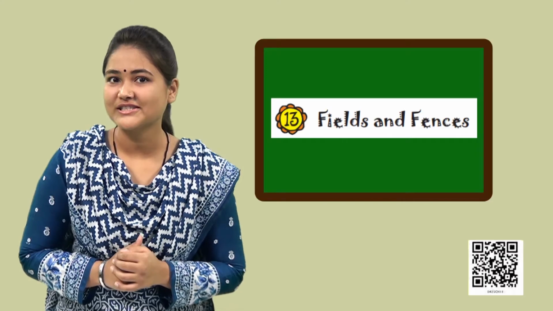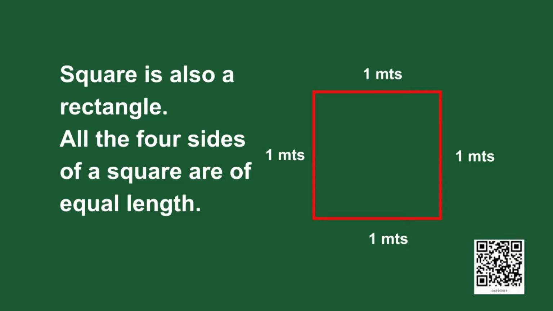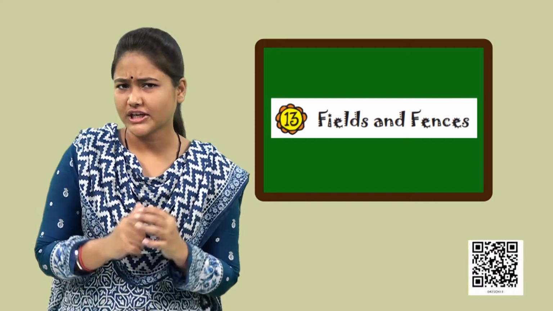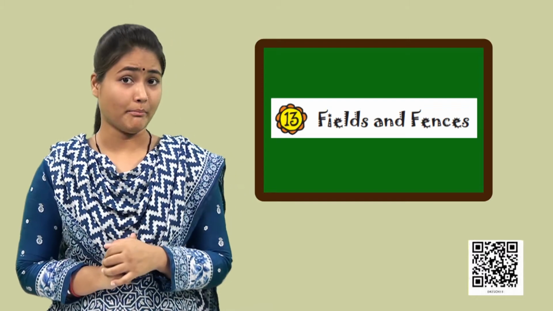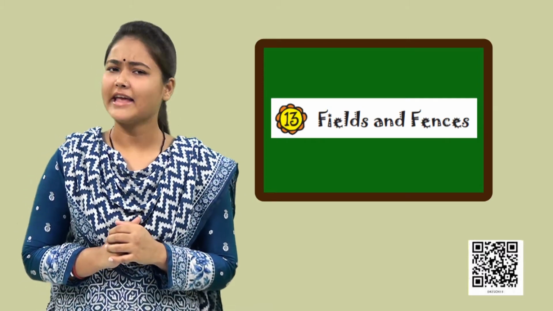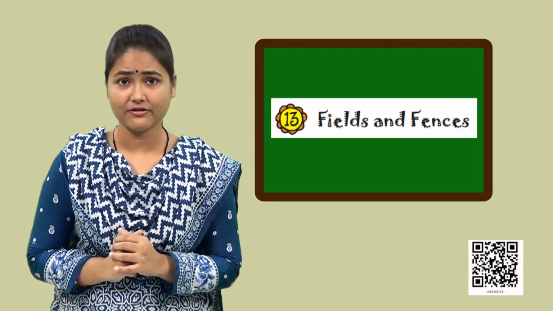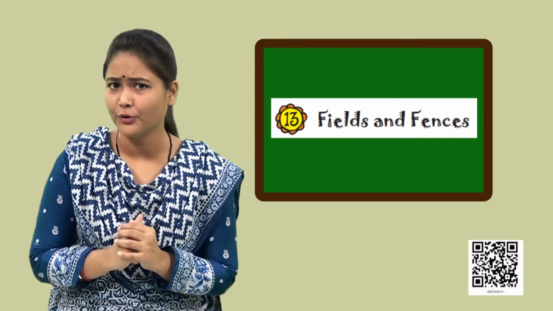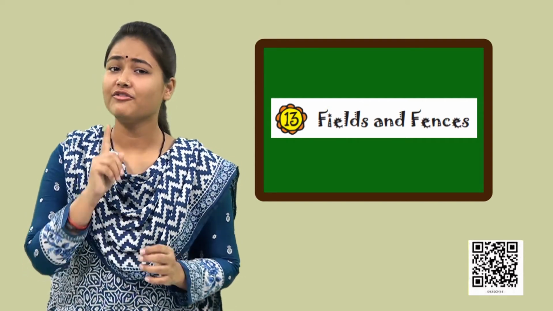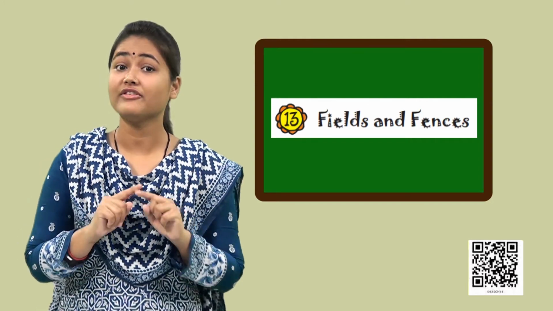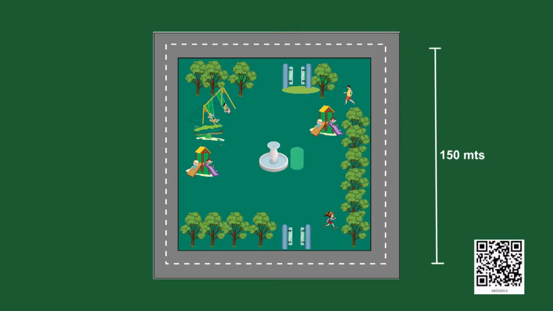What can you tell about a square? A square is also a rectangle. In a square, all the 4 sides are of equal length. If Chandu takes one round of the park with his dog, can you tell how much distance he will cover? And how will you do it? First, we should know the length of each side of the park. And it is written that the length of one side of the park is 150 meters.